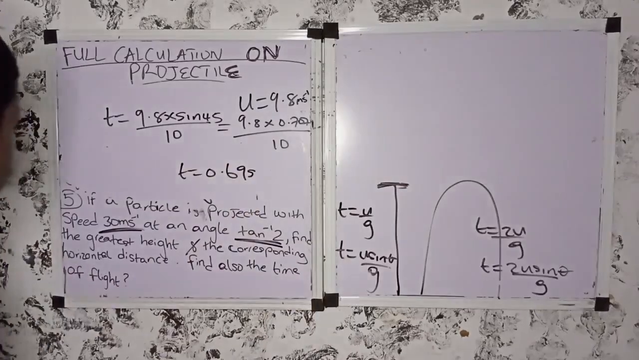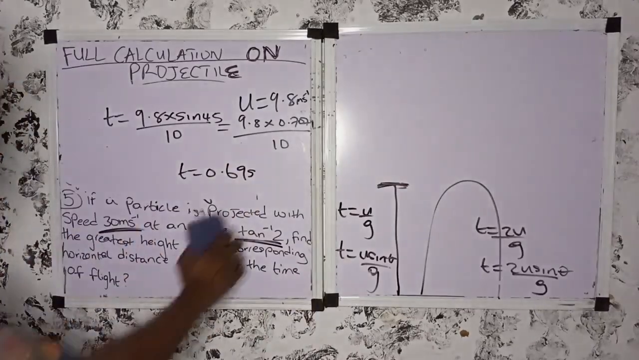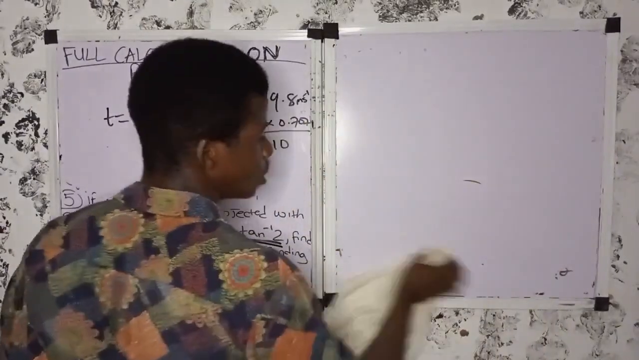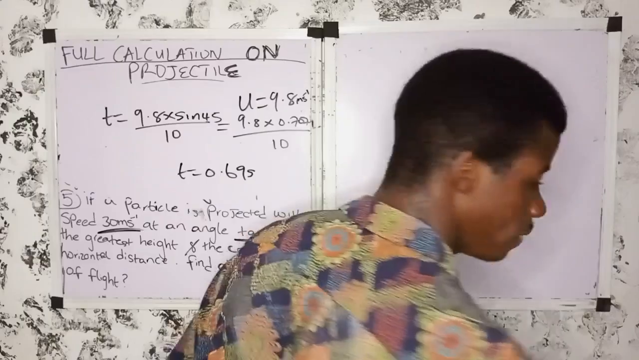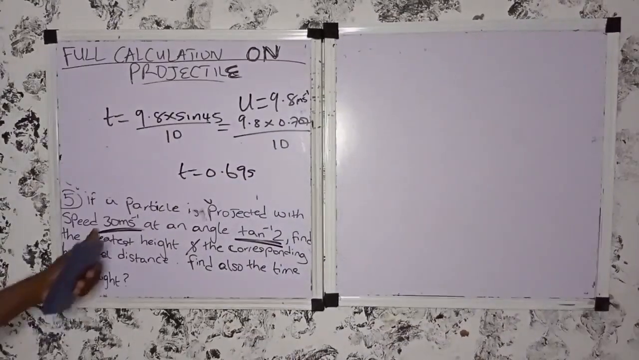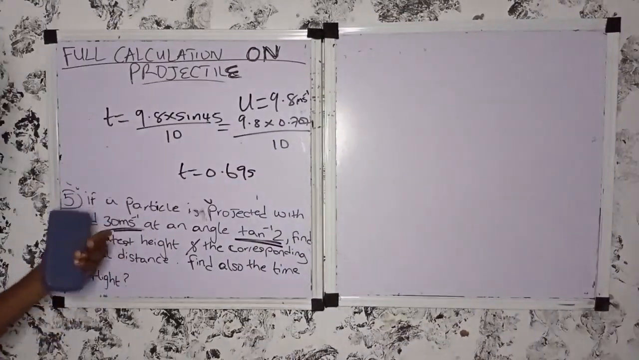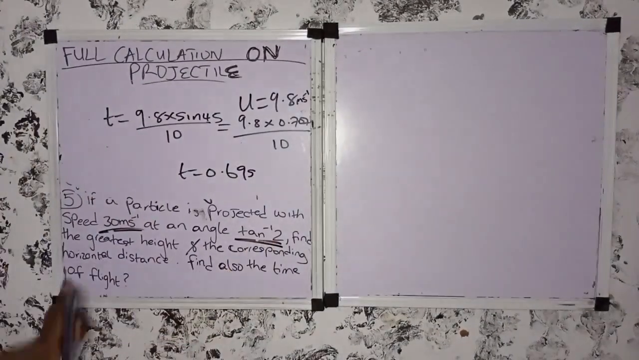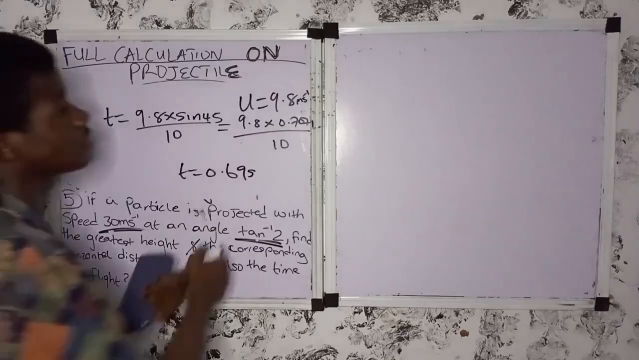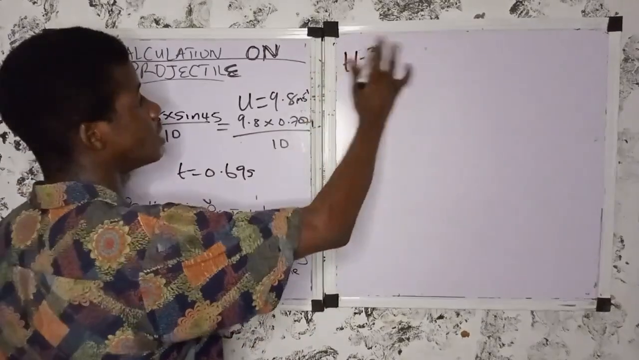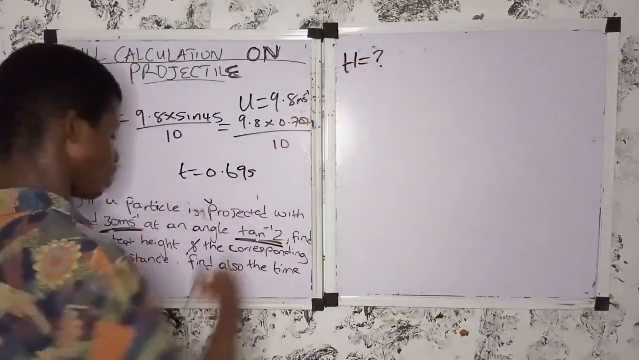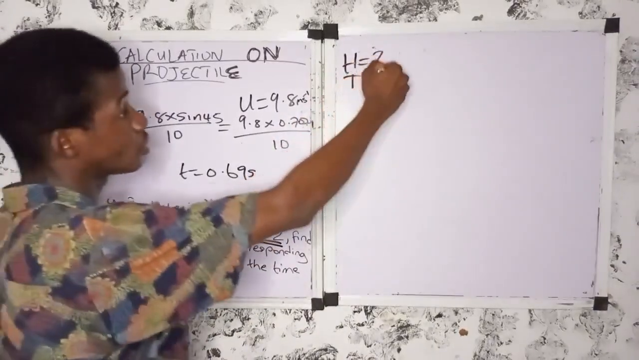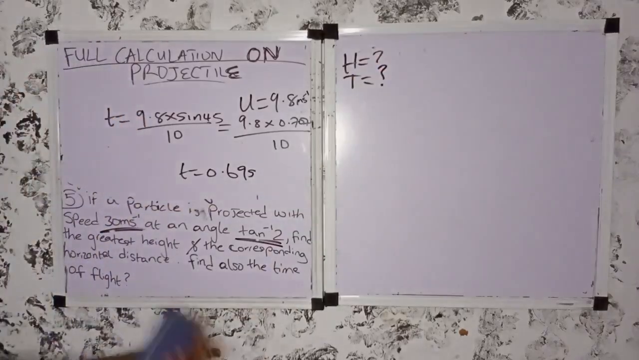Now let's continue. If a particle is projected, let me clean this part. Okay, so if a particle is projected with a speed 30 meters per second at an angle of inverse tan 2, find the greatest height. So it's telling us look for what? The maximum height, right? We're also looking for what? The time of flight. So in this one, we are using total time of flight, right? Okay.